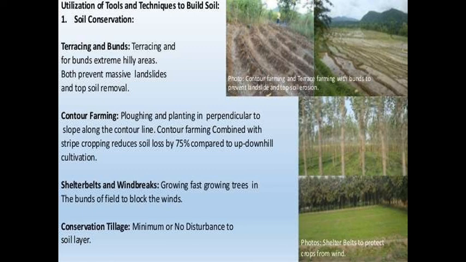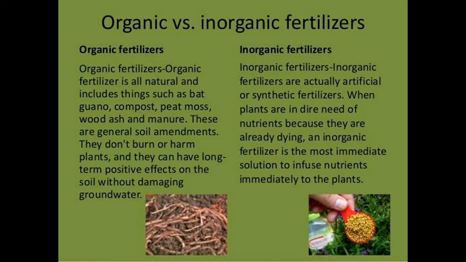Next is the utilization of tools and techniques to build soil. First, we have soil conservation, including terracing and ponds, contour farming, shelter belts and windbreaks, and then conservation tillage. Those are the practices done in order to conserve the soil.